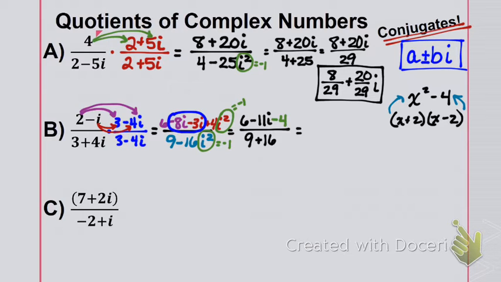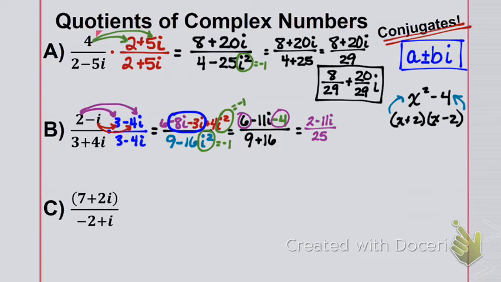Tell me what else I can combine now. 6 minus negative 4. Yep, 6 minus 4. That would give me 2. So I have 2 minus 11i over what? 25. Over 25.